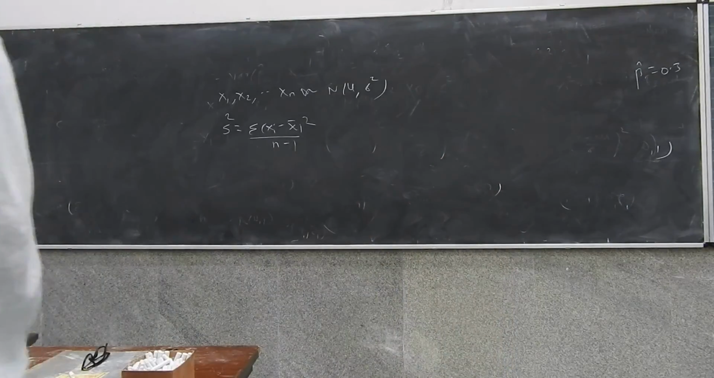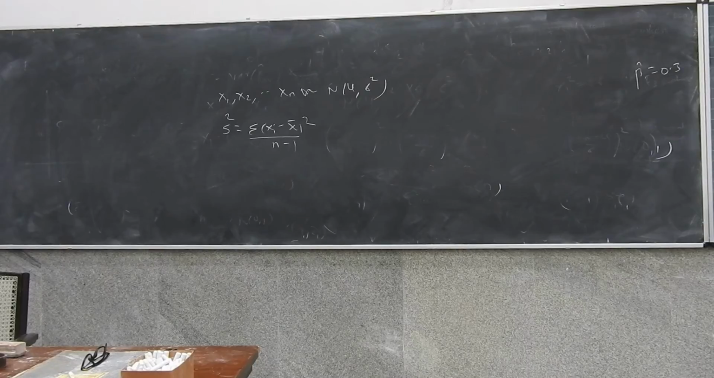Does everybody know why when you calculate the sample variance you divide by n minus 1 and not by n? When you calculate the sample variance, you divide summation xi minus x bar square by n minus 1, not by n. Why? Because all of you know that the sum of the deviations from the mean will be 0.